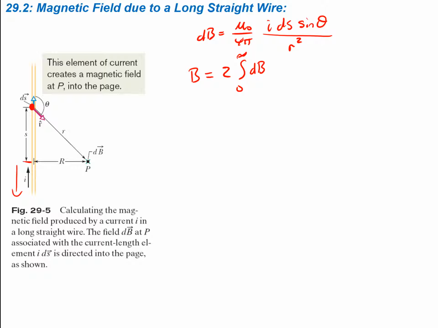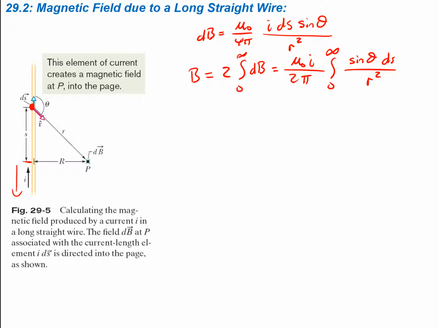So we do that, and that's going to be equal to mu naught I. We're pulling out our constant, the I, which is the current. That doesn't change. And now we have only 2 pi on the bottom, because we have a 2 here, and that's going to cancel out with a 4 there. So we're left with 2 pi at the bottom, the integral from 0 to infinity, and then all we have left is sine theta ds divided by r squared.